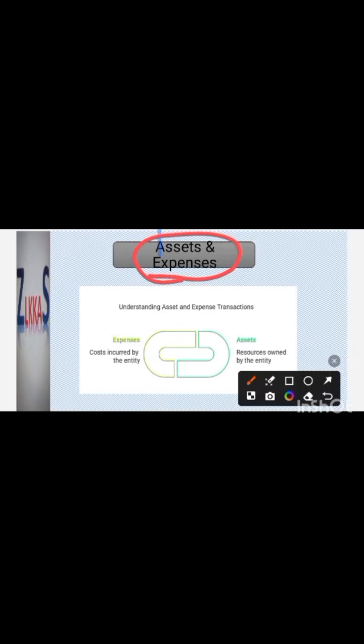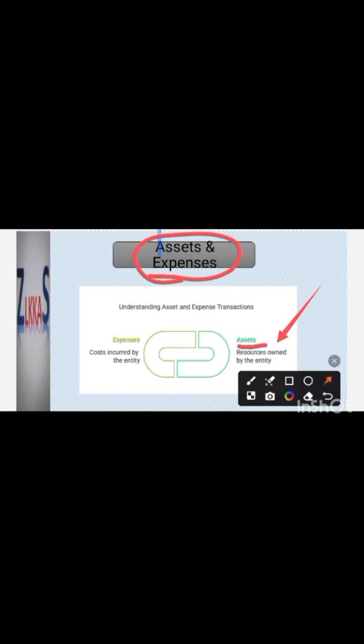Now, what are actually assets? Assets are resources owned by the entity. As we have done before, assets are something that the company owned, that the owner owned. These are the resources that the company has to use in the business. They are the owner of those things. That can be cash, that can be property, that can be the stock, okay, that can be inventory. So these are the assets actually.